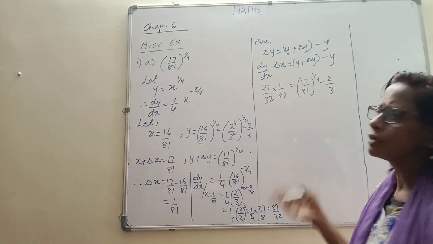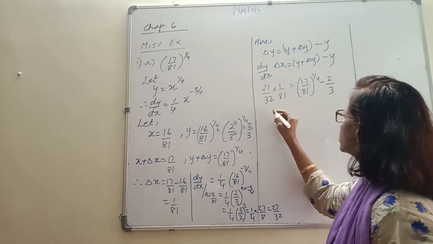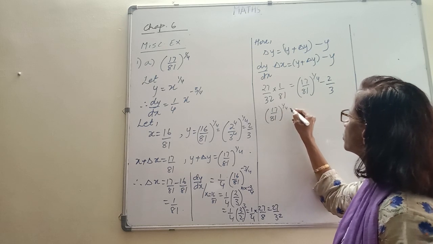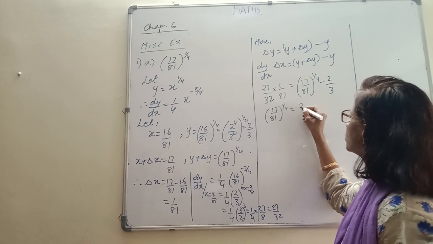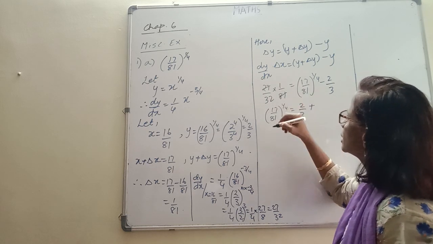So since we know all the values, it's just to find it out, right? So let this be here. Let's shift that on the other side. (17/81) whole raised to 1/4 is going to be 2/3 brought on the other side, plus this can cut, okay?